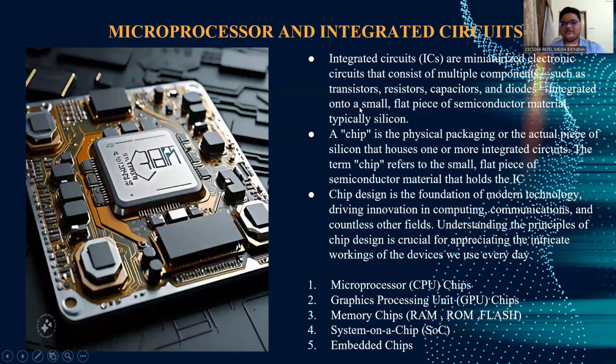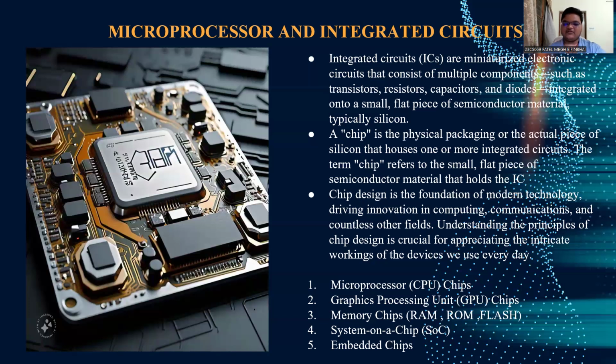So, let us first understand what a microprocessor is. It is made up of several ICs. An IC is an integrated circuit, a miniaturized electronic circuit that consists of multiple components such as transistors, resistors, capacitors, and diodes integrated onto a small flat piece of semiconductor material, typically silicon. A chip is the physical packaging, or we can say the actual piece of silicon that houses one or more integrated circuits. The term chip refers to a small flat piece of semiconductor material that holds the IC.